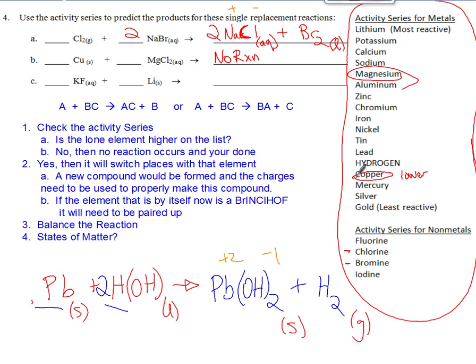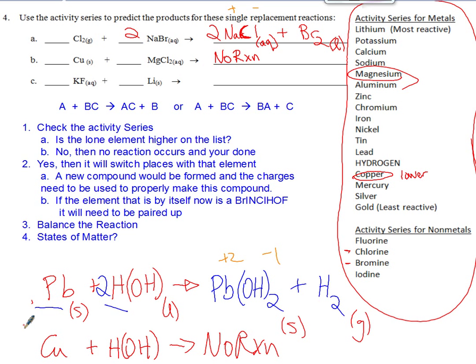Notice that copper is also lower than hydrogen. That's why we now use copper for our pipes, because it doesn't react with the water. So we're done with B. Now we go to C.